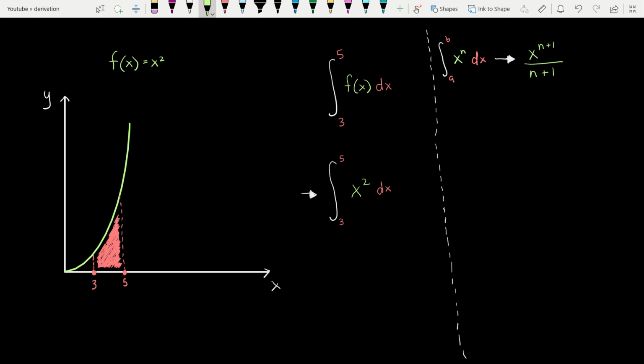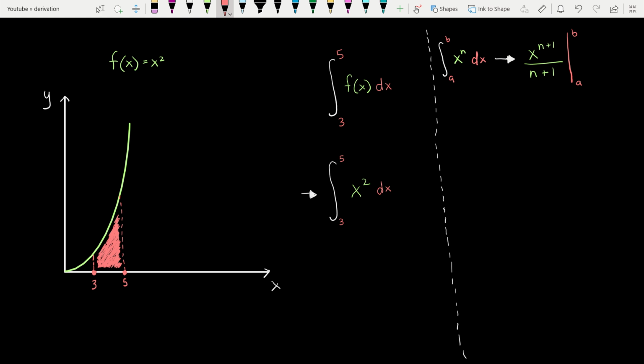You have your x raised to some power n, and what you do is add 1 to that power, and then divide that thing by whatever the power was plus 1. And then of course, don't forget the limits. Your limits are the region between which you want to find the area. In our case, those are 3 and 5.